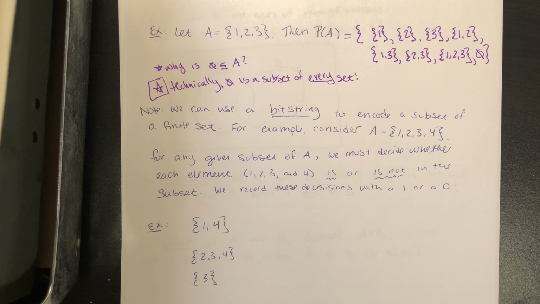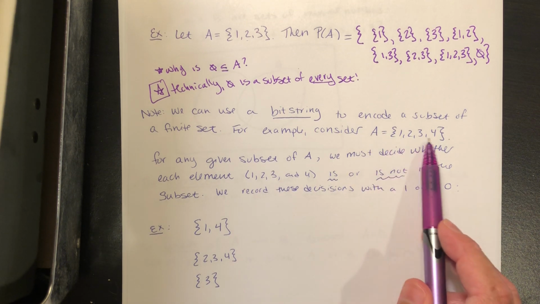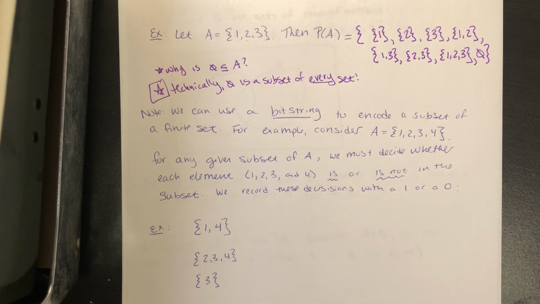So as an example, let's say A is the set 1, 2, 3, and 4, the set containing 1, 2, 3, and 4. For any given subset of A, we really have to decide whether each of those 4 elements, 1, 2, 3, and 4, is in the subset or is not in the subset. And if we record those decisions with a 1 in the case that it is in the subset, and a 0 in the case that it's not in the subset, it's going to give us a binary string of length 4, which we can use to then translate into a subset.